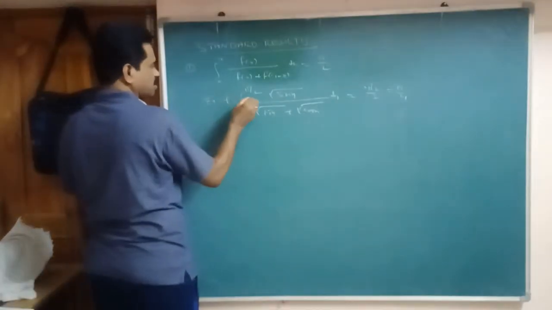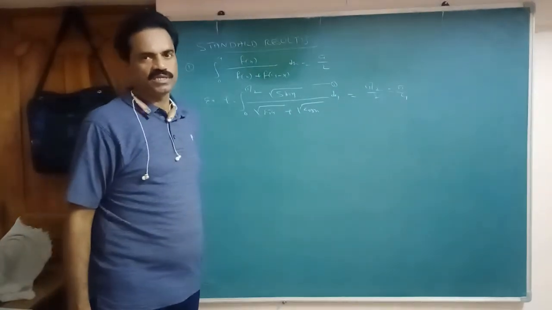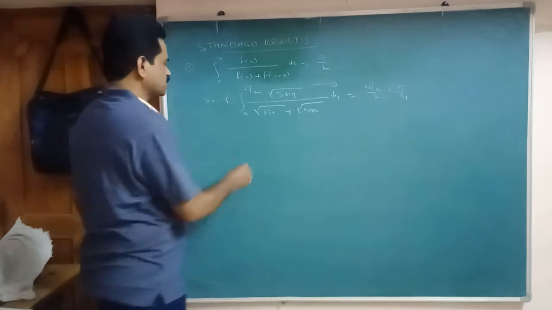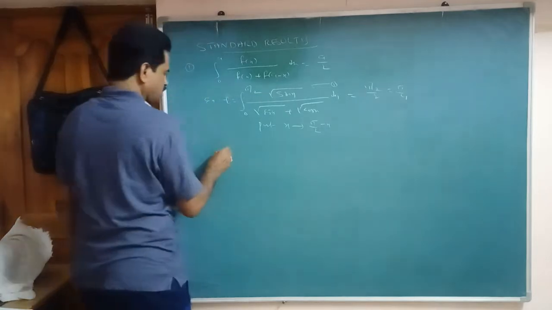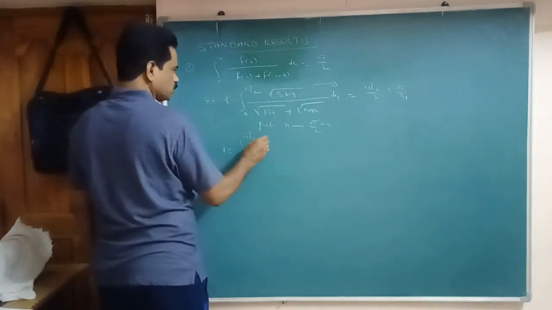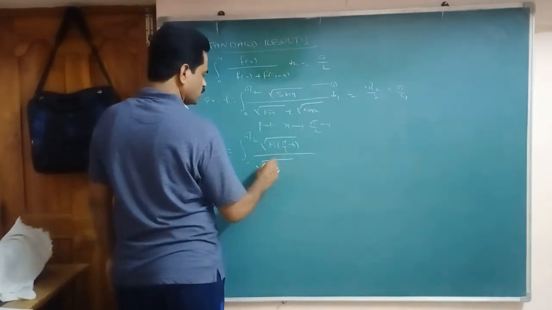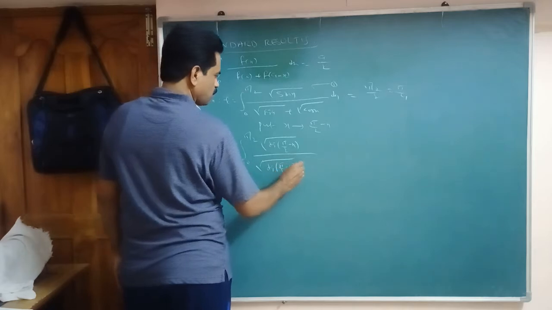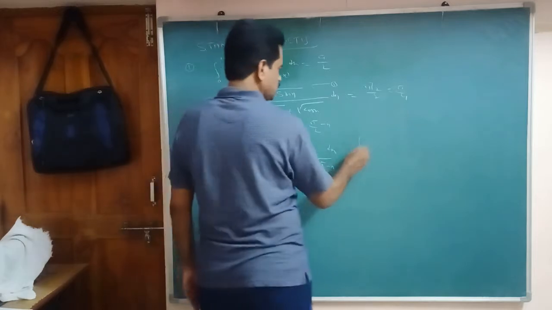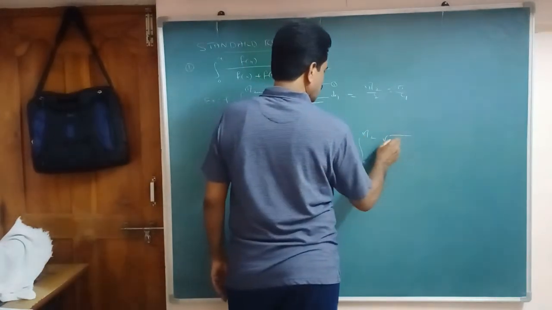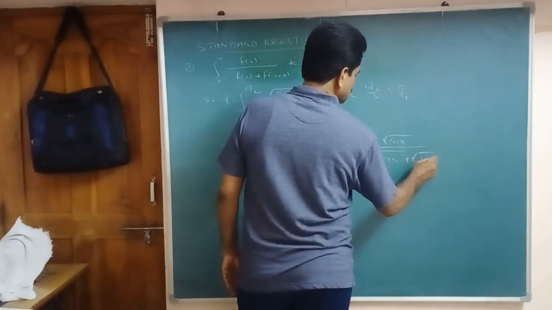How? Suppose you say this is I, this is equation 1. In place of the property integral 0 to a f of x dx equal to integral 0 to a f of a minus x, here put x tends to pi by 2 minus x. Next, I equal to integral 0 to pi by 2 root of sin of pi by 2 minus x by root of sin of pi by 2 minus x plus root of cos of pi by 2 minus x into dx. So that is 0 to pi by 2 root cos x by root cos x plus root sin x dx, since sin of pi by 2 minus x is cos x and cos of pi by 2 minus x is sin x.